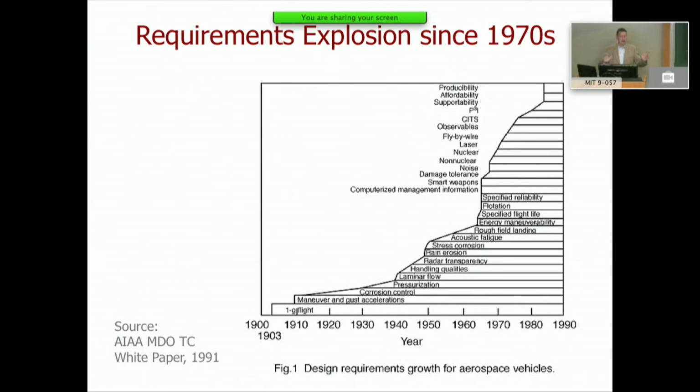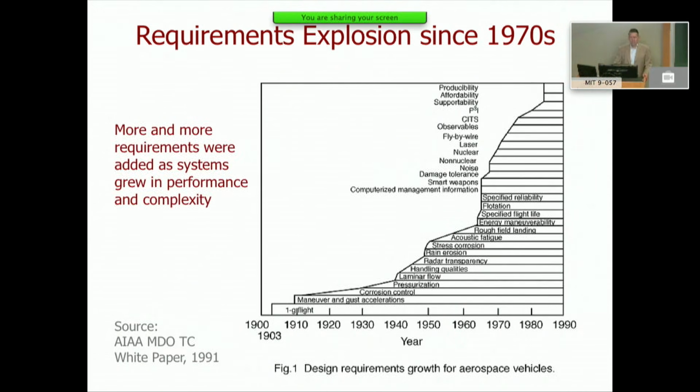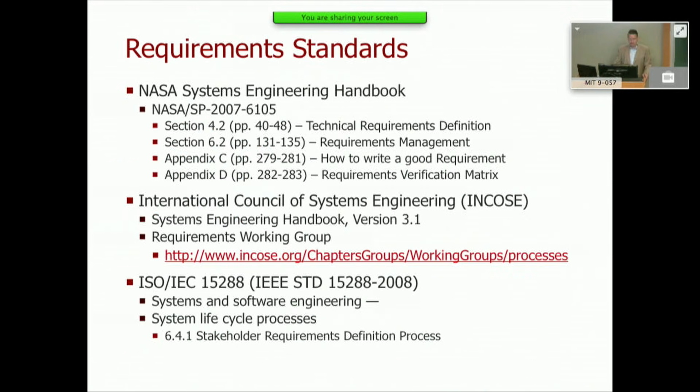If you actually look at the requirements set for the new generation of airplanes, whether commercial or military, it's overwhelming. It's thousands and thousands of requirements because we've gotten greedy and we've gotten good at it. So we keep adding more requirements. And that's a big issue right now. We'll talk later in the semester about complexity management. But the key message here is requirements have been growing over time. More and more requirements added as systems grow in performance and complexity.